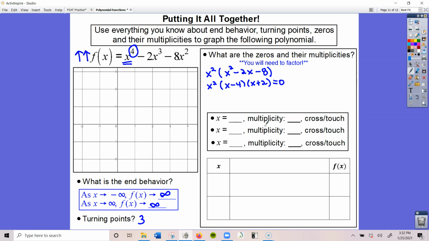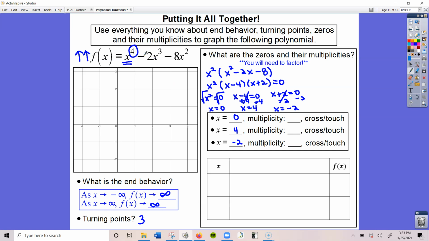Let's make this equal to 0 so we can solve. X squared is equal to 0, x minus 4 is equal to 0, and x plus 2 is equal to 0. For this first factor, I'd have to square root, but the square root of 0 is 0. So that is my first x-intercept. For x minus 4, we would have to add the 4. So x would equal 4. That would be my second x-intercept. And for this last one, we would subtract the 2. So x would equal -2.